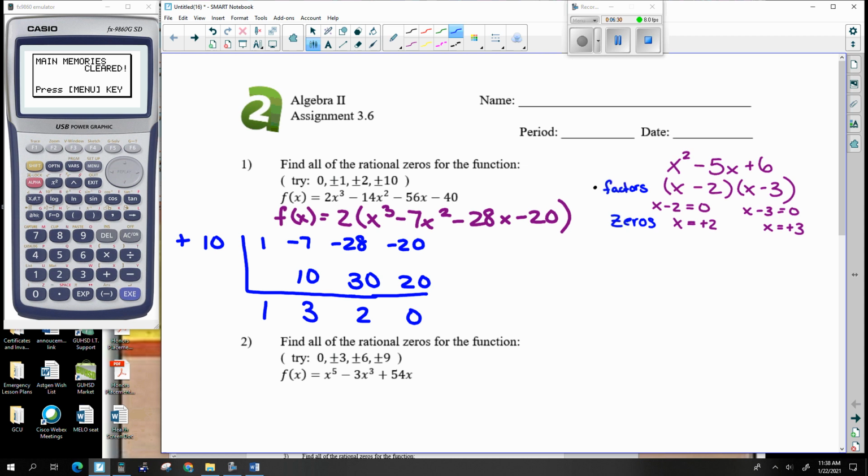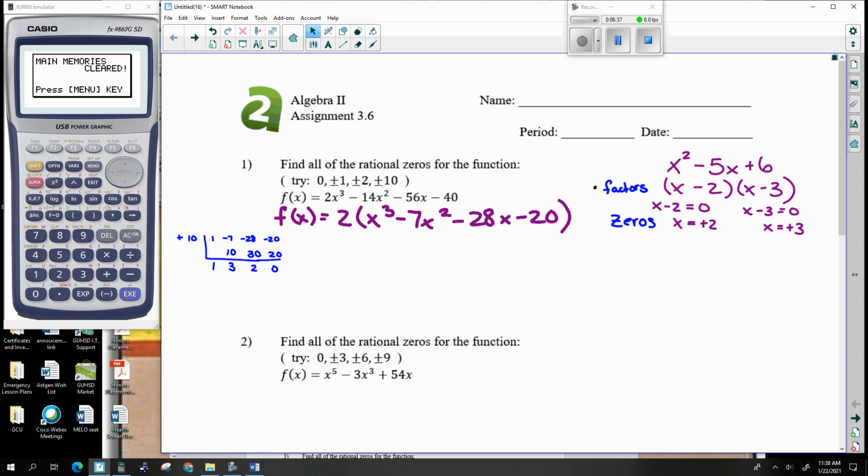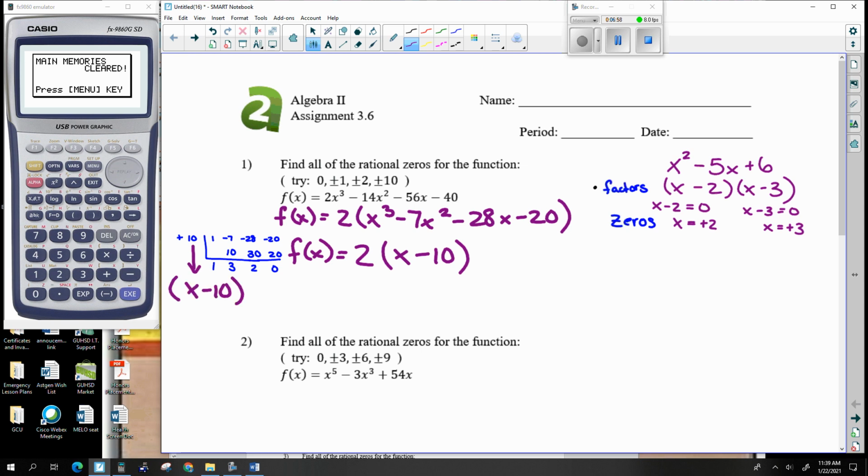What this just told me is that this problem, x cubed minus 7x squared minus 28x minus 20, just got a little more simple because I did it with this +10, which means x minus 10 is a factor, and this result, x squared plus 3x plus 2, is also a factor.